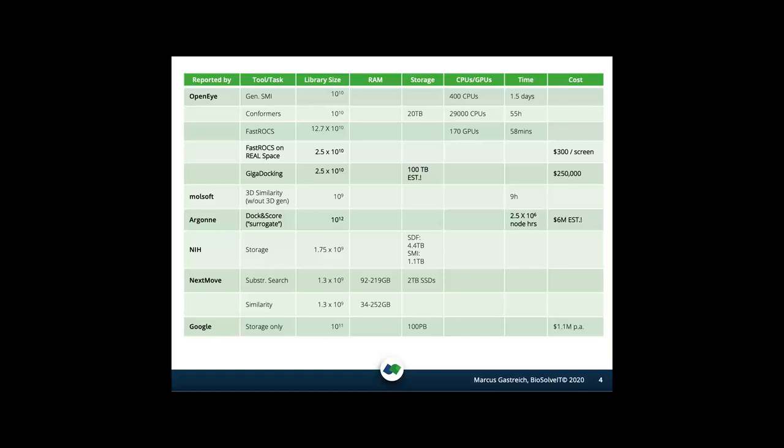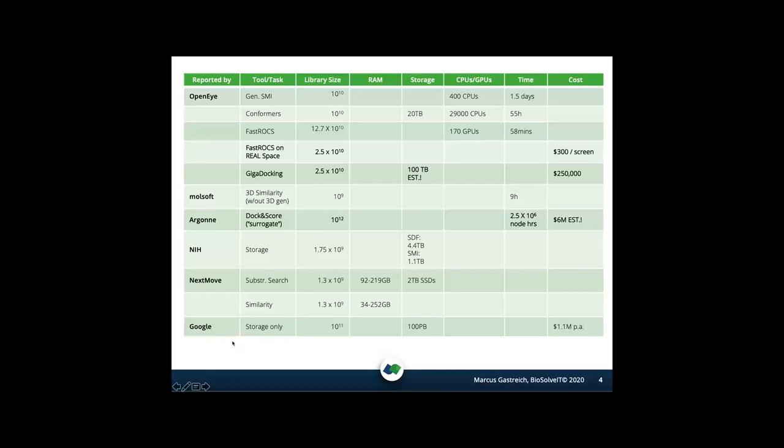Even worse, Argon reported on their docking and scoring procedure with 10 to the 12th, where they didn't really do a full docking, but they called it a docking surrogate, and they needed 2.5 times 10 to the 6th node hours in total, and estimate the computation cost in amortization with the supercomputer that they have. It's an analog to the Summit that they have, so one of the largest supercomputers currently out there, $6 million for such a giga docking. So unbearably high, an enormous amount of money, energy, and storage that you need, and so on and so forth.